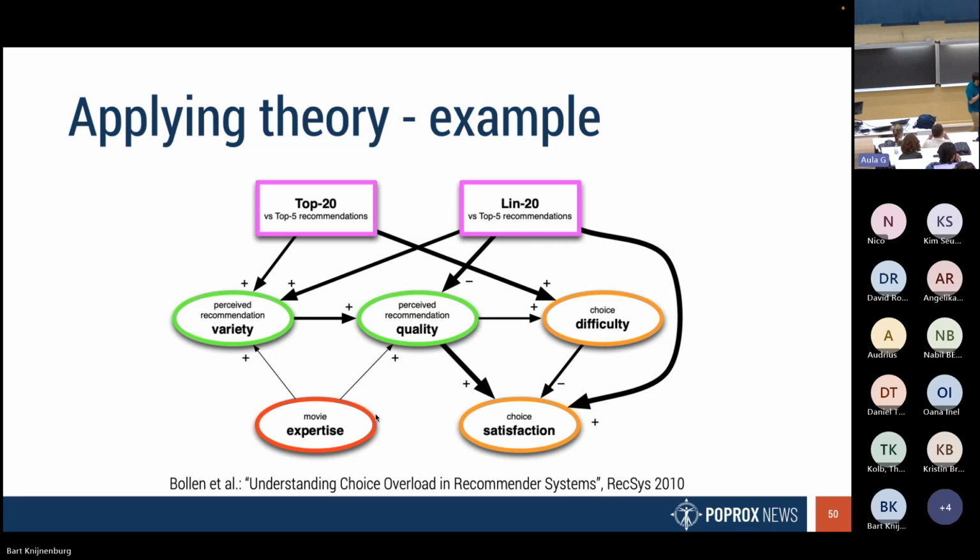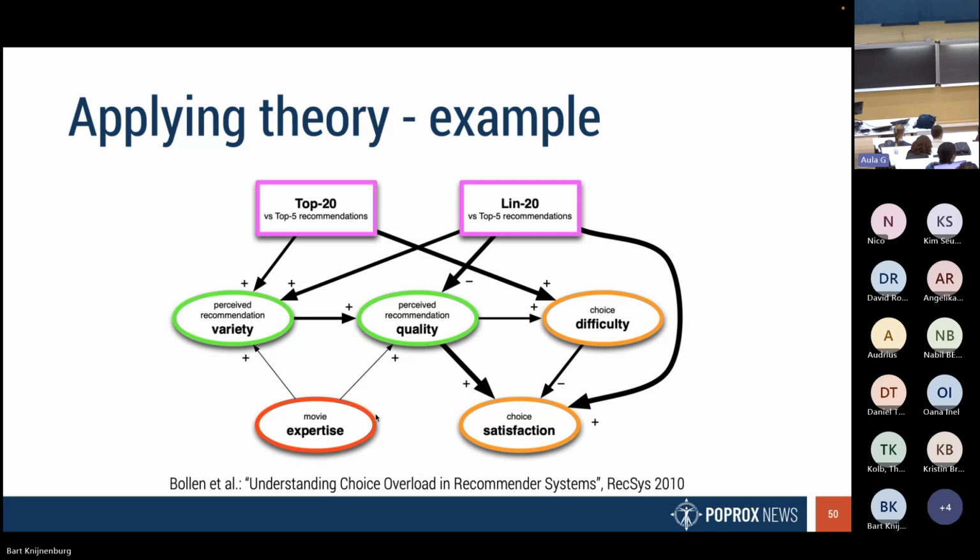line over here, right? And then the linear 20 had a lower quality, because there are items lower down the list. This was the quality of the list of items, and yeah, that had a lower quality. Recommendation quality leads to choice satisfaction, right? The better the quality of the recommendations, the higher the quality of my choice. But recommendation quality also leads to choice difficulty, which negatively affects choice satisfaction. So here you have that trade-off between quality and difficulty on choice satisfaction.